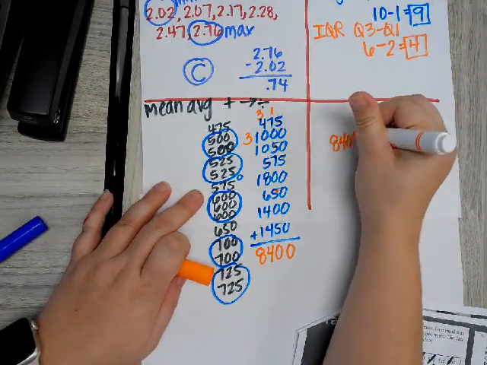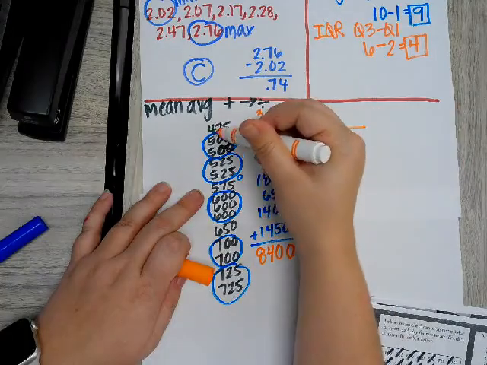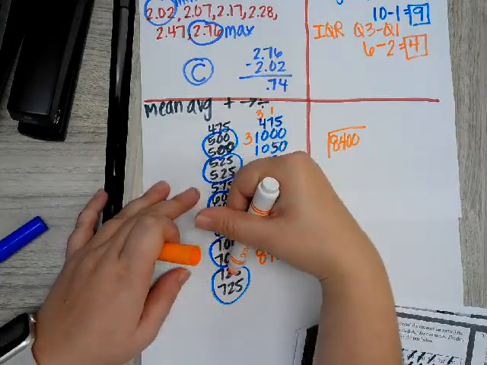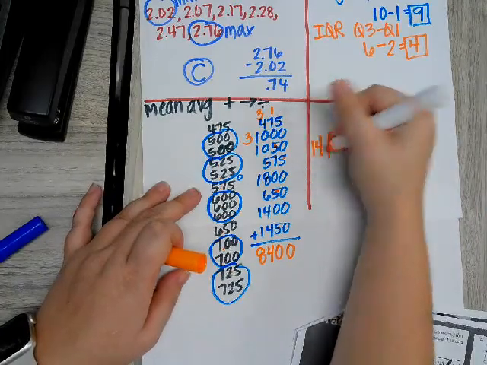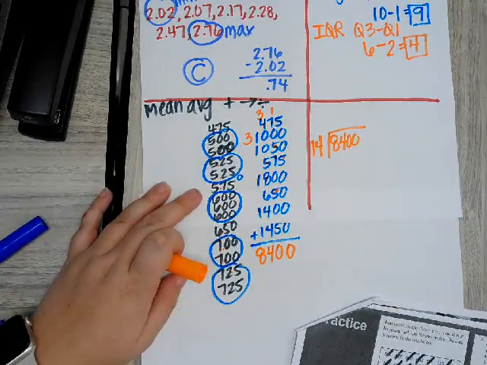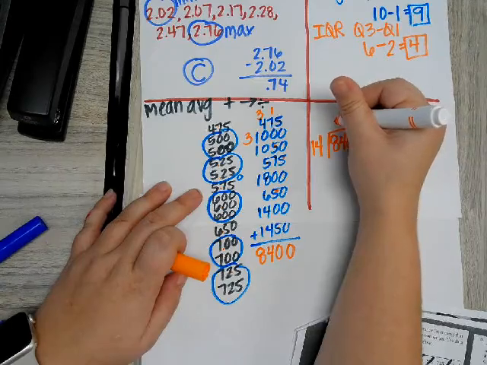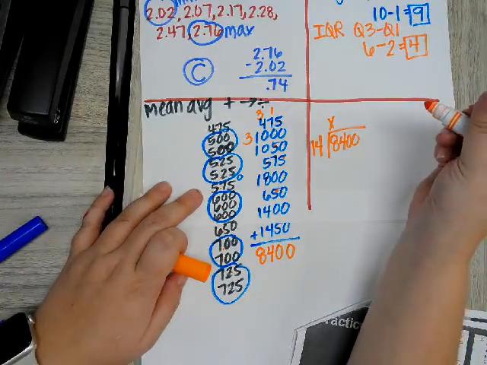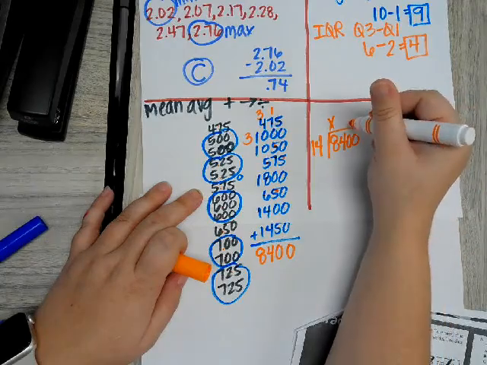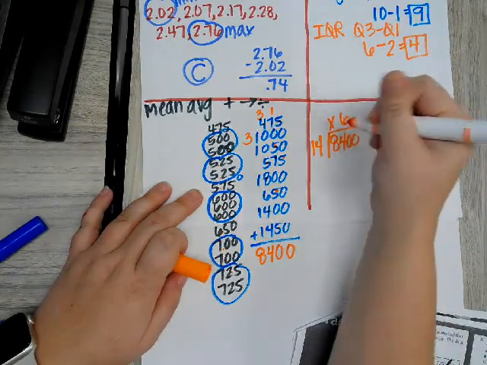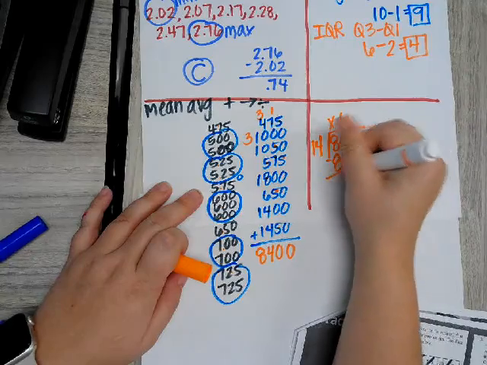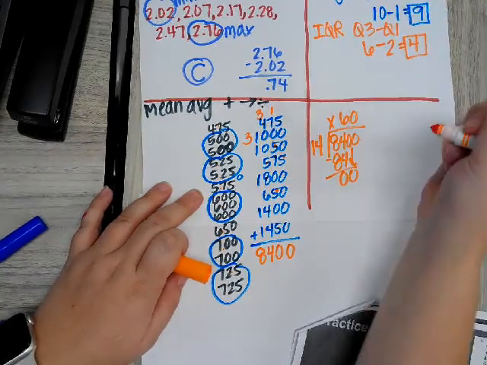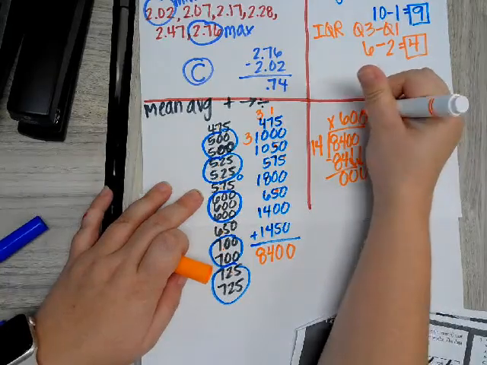Now I'm going to divide by 14. Why am I dividing by 14? Because I have 14 numbers in my set. 14 cannot go into 8, but 14 can go into 84 6 times. That's 0. Bring down my 0. 14 can go into 0 0 times. So my answer is B, 600.